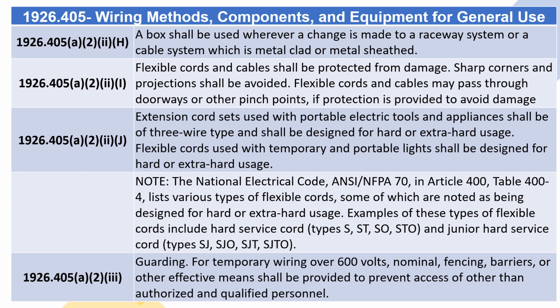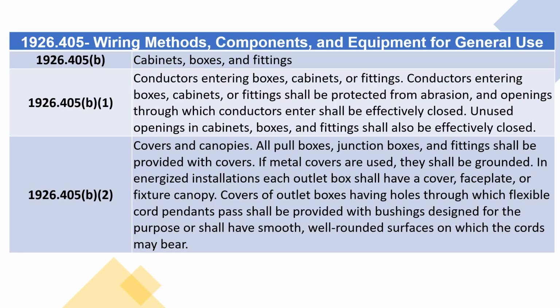1926.405 A.2.3 Guarding. For temporary wiring over 600 volts, nominal, fencing, barriers, or other effective means shall be provided to prevent access of other than authorized and qualified personnel. 1926.405 B. Cabinets, boxes, and fittings. B.1 Conductors entering boxes, cabinets, or fittings. Conductors entering boxes, cabinets, or fittings shall be protected from abrasion, and openings through which conductors enter shall be effectively closed. Unused openings in cabinets, boxes, and fittings shall also be effectively closed.